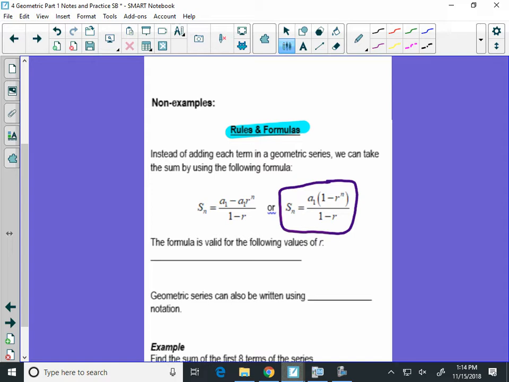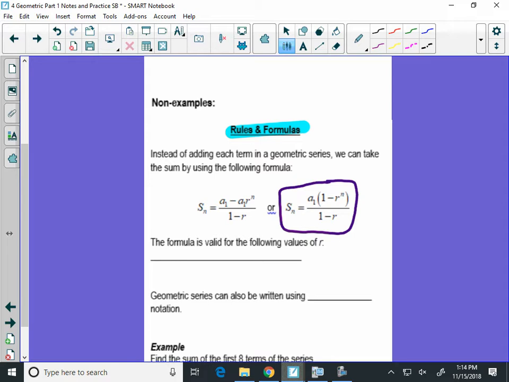So again, you'll be given both of those formulas. You will need the first term, the common ratio, and the term number. It's pretty simple for that. The formula works for every value of R, every common ratio, except for 1.